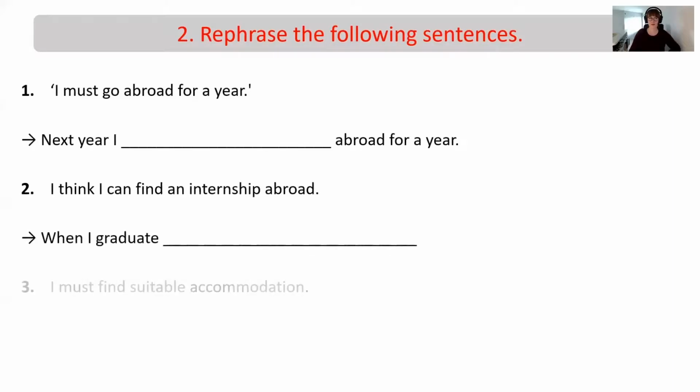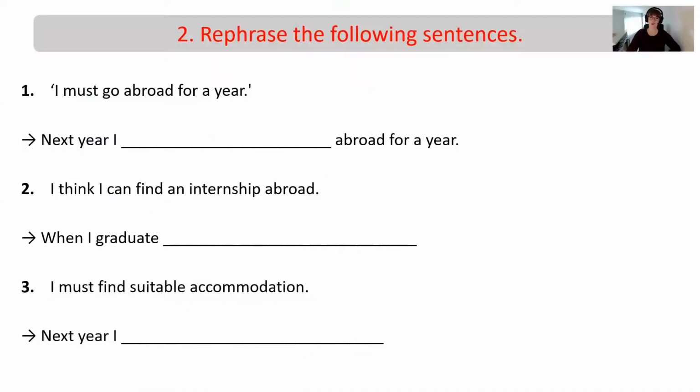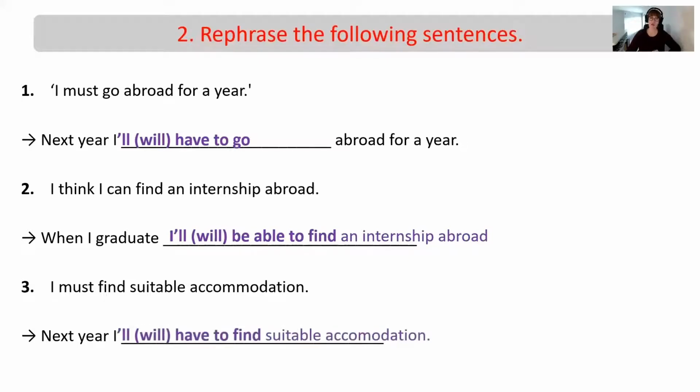Exercise 2. Rephrase the following sentences. Number 1. I must go abroad for a year. Next year, I'll have to go abroad. I will have to go abroad for a year. I think I could find an internship abroad. When I graduate, I'll be able to find an internship abroad. I must find suitable accommodation. Next year, I'll have to find suitable accommodation.